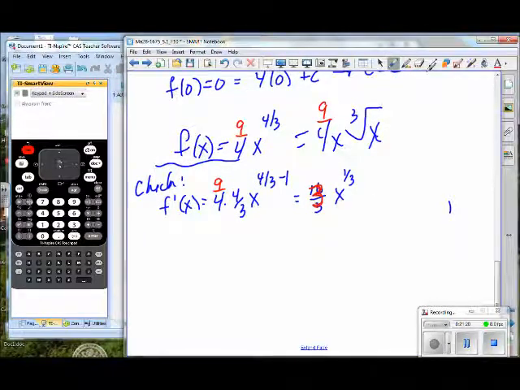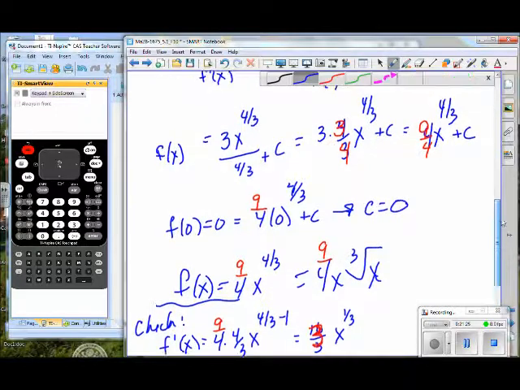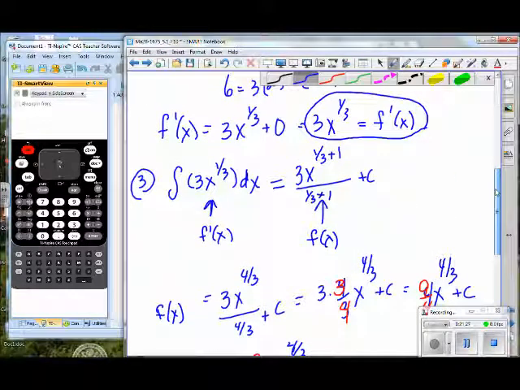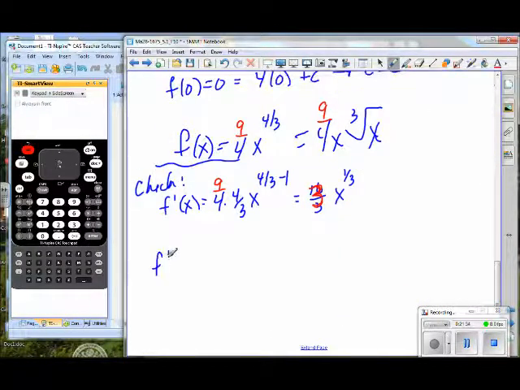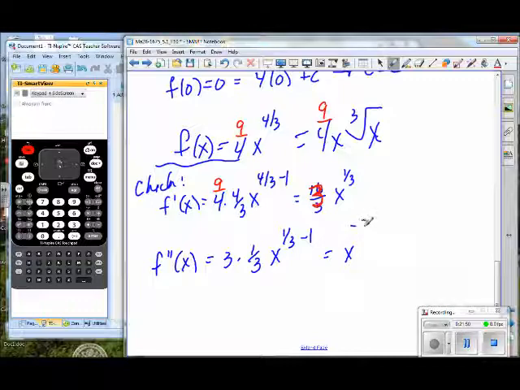If this is the derivative of the function, and we found out that the constant term is 0, then what is the second derivative? So we take the second derivative, and that means the derivative of the derivative, so 3 times the exponent, subtract 1 from the exponent, and we would end up with x to the negative 2/3 power.